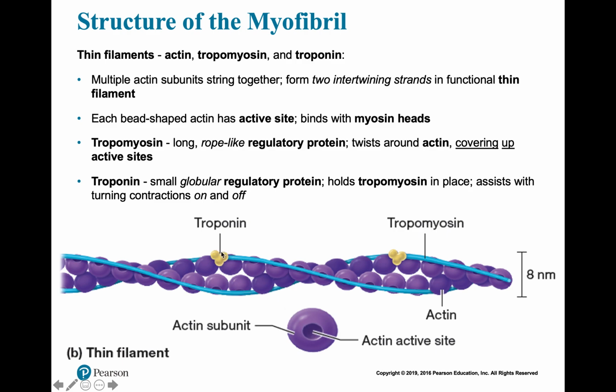Troponin is a globular protein, has 3 subunits. One binds tropomyosin, one binds actin, the other binds calcium. When calcium binds, it causes troponin to move, which, since it's bound to tropomyosin, moves tropomyosin out of the way. When tropomyosin moves out of the way, it exposes the actin active site, and now myosin can bind here. All right. Troponin and tropomyosin are regulatory proteins. Actin is the contractile protein.